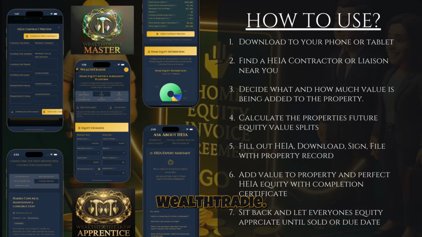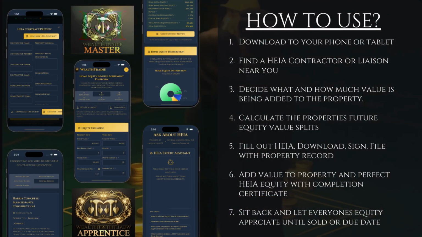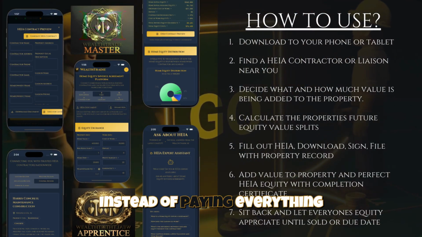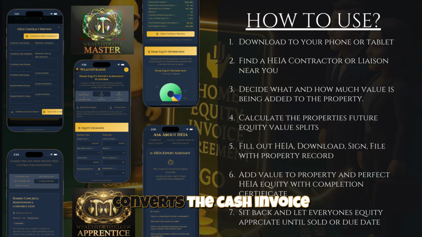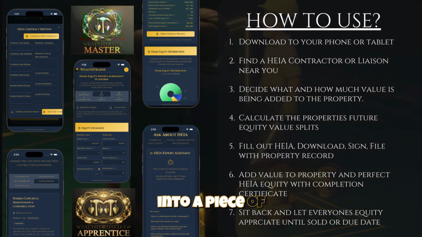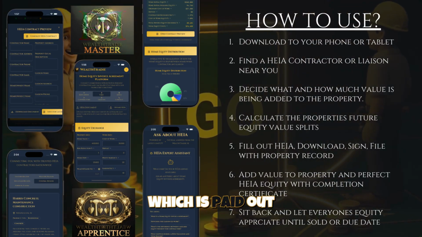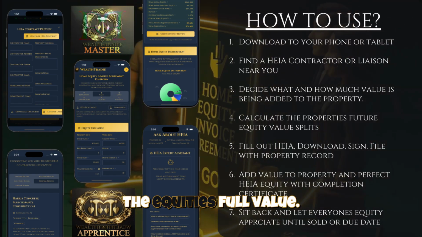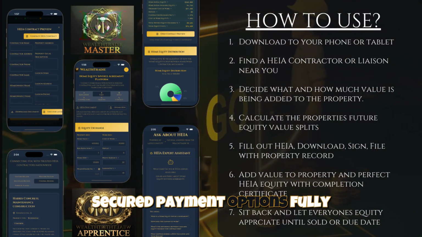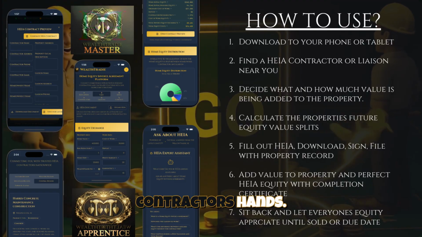That's why we built WealthTradie with the Home Equity Invoice Agreement. Instead of paying everything upfront in cash, the Home Equity Invoice Agreement converts the cash invoice into a piece of the property's equity, which is paid out in cash later when the home sells or the homeowner pays off the equity's full value. Secured payment options fully in the homeowner and contractor's hands.